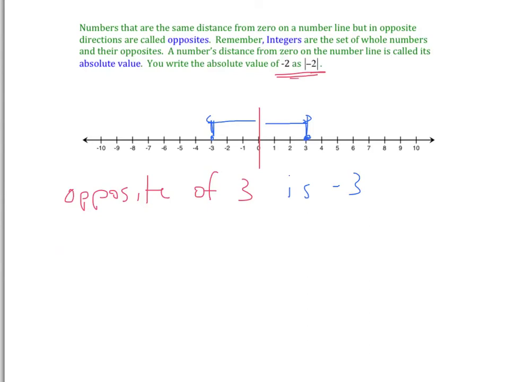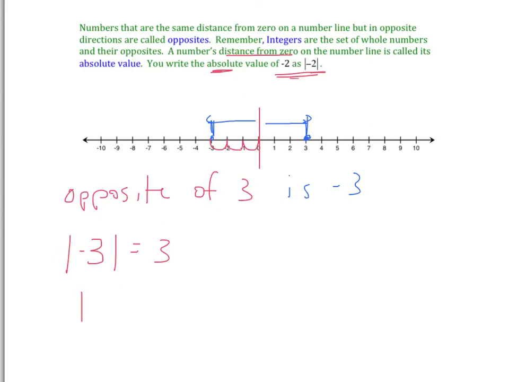And what about the absolute value of negative 3? So I'm going to draw the absolute value bars and say the absolute value of negative 3. Now remember, absolute value is the distance from 0. And so I'm going to see how many units it is from 0. So I'm going to count. 1, 2, 3. So it is 3 units from 0. So the absolute value of negative 3 is 3.